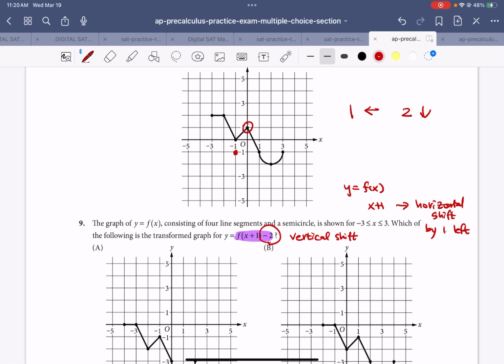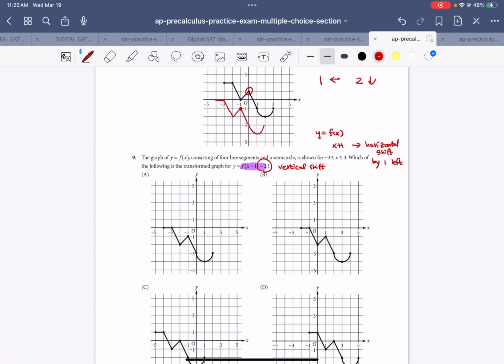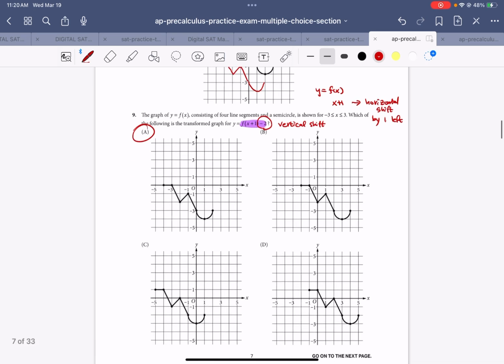So your graph looks something like this. Let's see, that one goes down 1 and goes 2 here, and like that. Which one is the same as that graph? I see that that's A. The rest of them don't look like it.